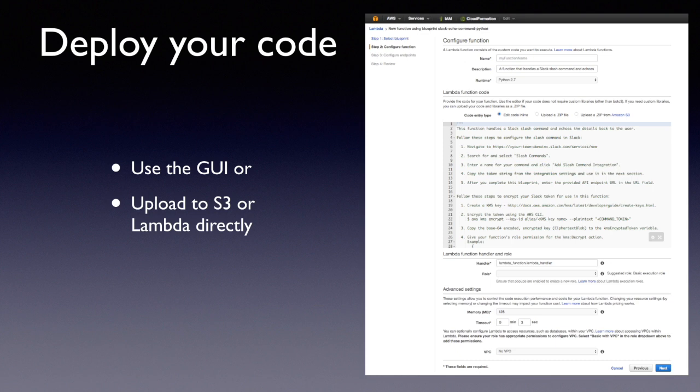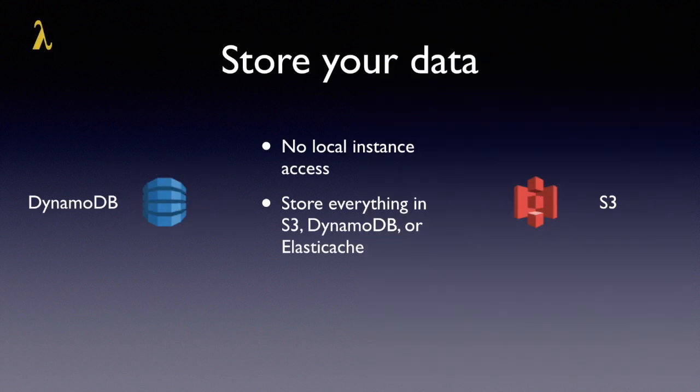Once you've authored your code, you need to deploy your code. They provide you with a terrible UI to do so. You can use that, or you can try to upload it directly to S3 or Lambda yourself. All of these, of course, are very difficult and error-prone. Once you've done that, you have to store your data somewhere. There's no local instance access other than /tmp, and that only lasts a few seconds while your process runs. So you're going to have to figure out storage for yourself. Luckily, Amazon provides a lot of options for you, like Dynamo and S3.